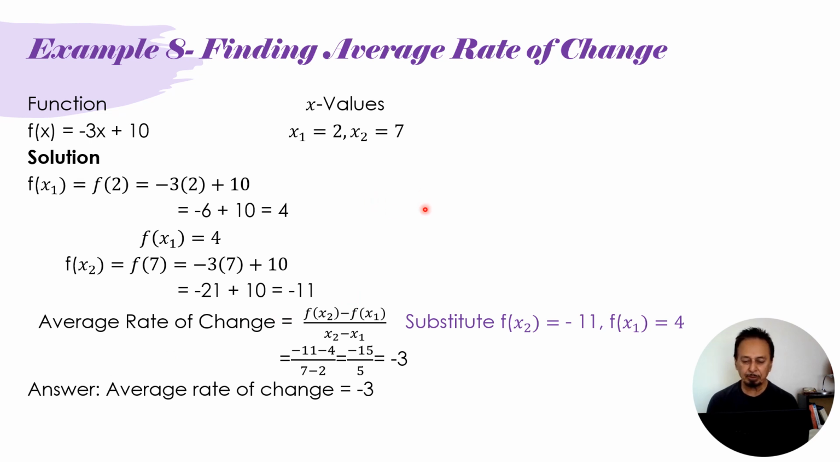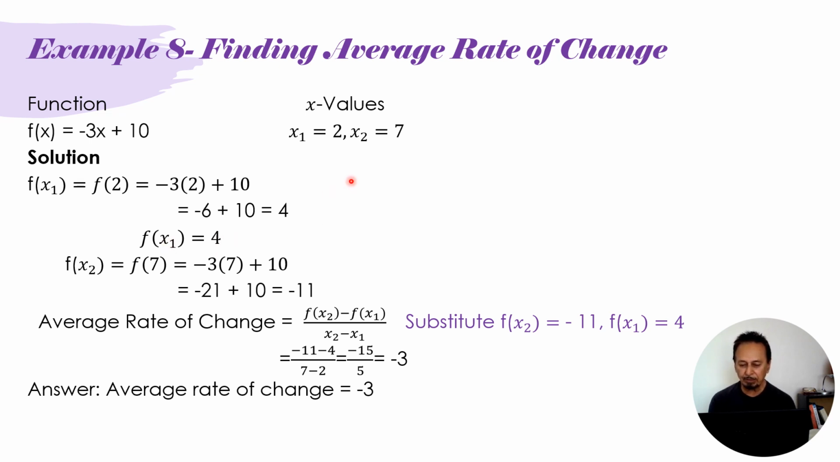So here is an example. We are given a function f of x equal to -3x plus 10, and we're given the x values. x1 is 2 and x2 is 7, and we have to find the average rate of change of this function. First we're going to find f of x1, where x1 is 2, so we have to find f of 2. We substitute, and it becomes -3 times 2 plus 10. -3 times 2 is -6, plus 10. -6 plus 10 is positive 4. So f of x1 is equal to 4.